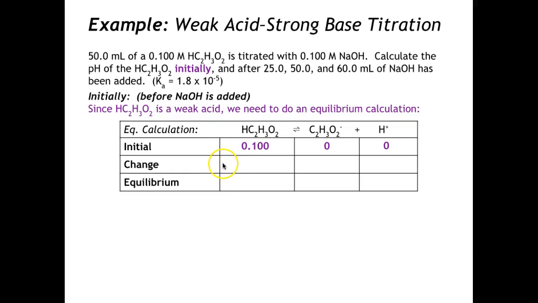So then the next thing that we need to do is look at our change, so minus x, plus x, plus x. So we're going to assume x is small, so we're going to say that at equilibrium we have about 0.1 molar acetic acid left.